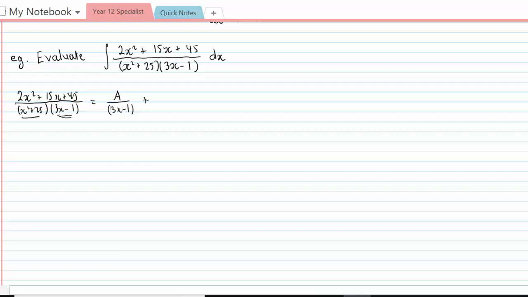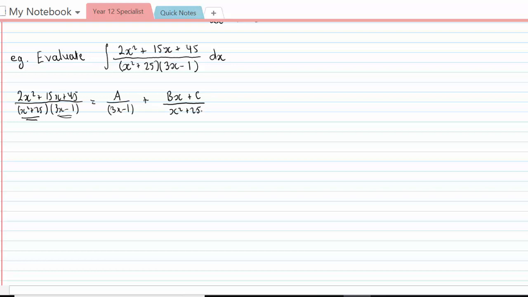Plus, then we have an irreducible quadratic factor right there, the x squared plus 25. That can't be factorized over the real numbers. So our partial fraction there is bx plus c over x squared plus 25.